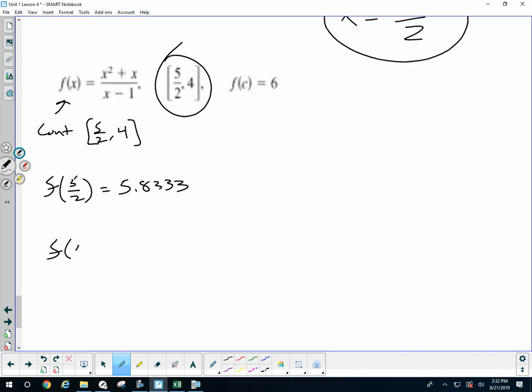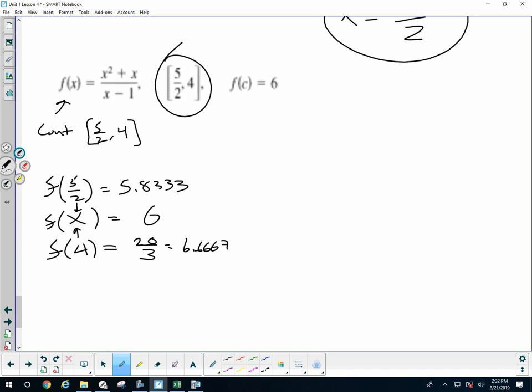If f of 4 is over 6, we can use the intermediate value theorem. 1620 divided by 3. That is like 6 2/3. All right, good. Since this function is continuous between 2.5 and 4, I have an x value between them such that f of x equals 6.